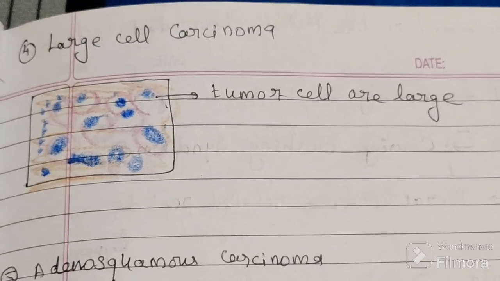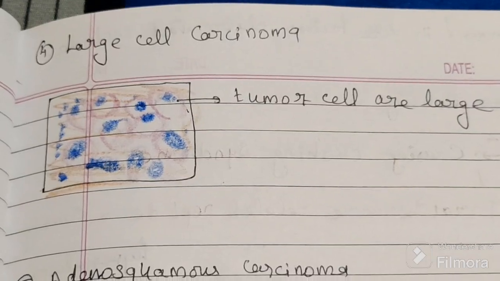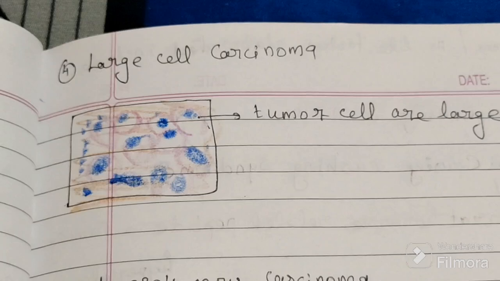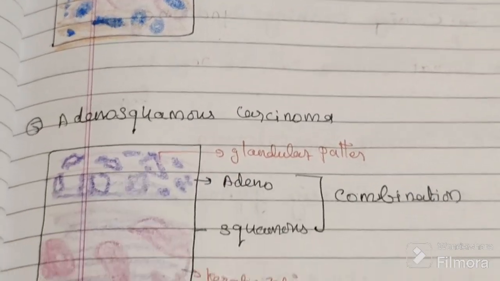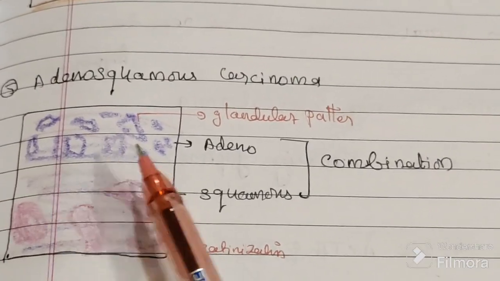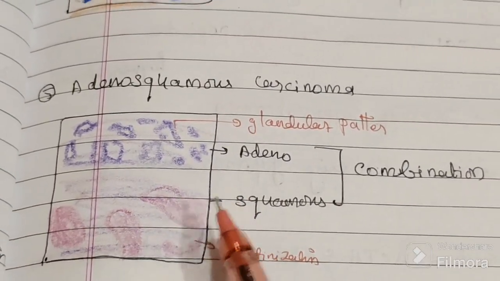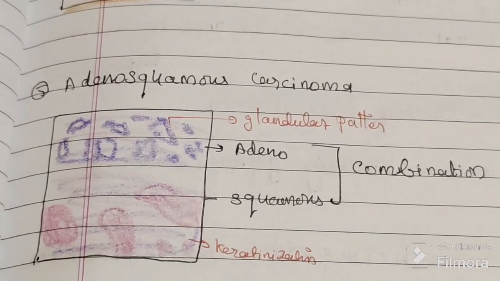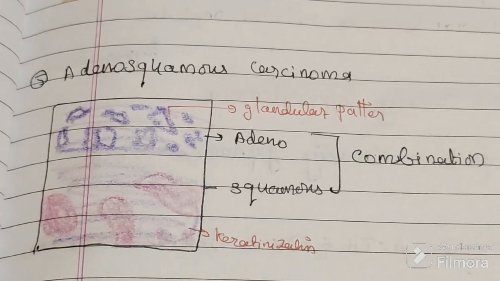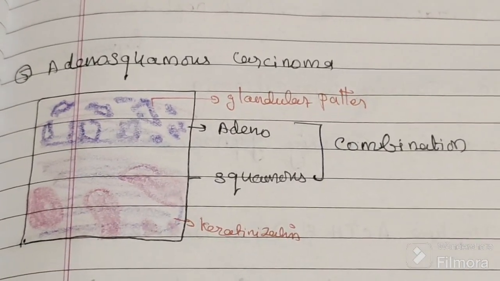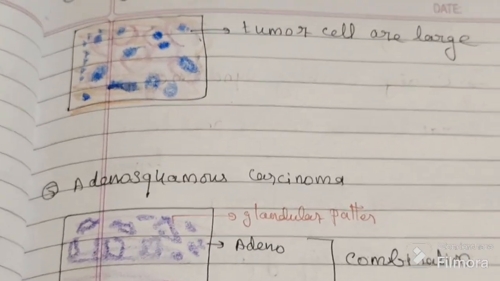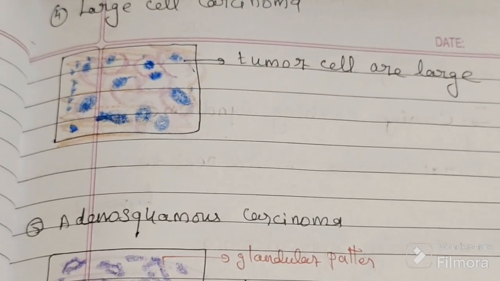Fourth one is large cell carcinoma. Tumor cells are large, that's why it is large cell. Final one is adenosquamous carcinoma. Here both adeno and squamous cell carcinoma are in the same slide. See here the glandular pattern, and here keratinization, both together are presented. So this one is adenosquamous carcinoma. So these are the 5 types of lung carcinoma.